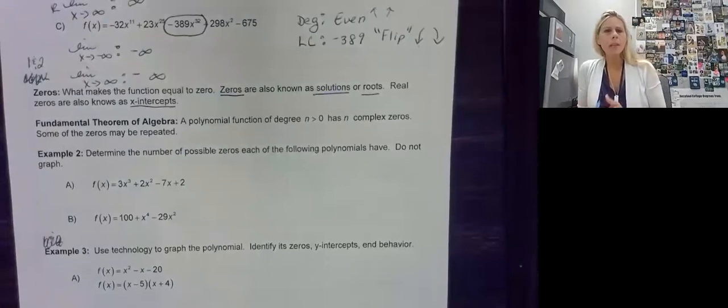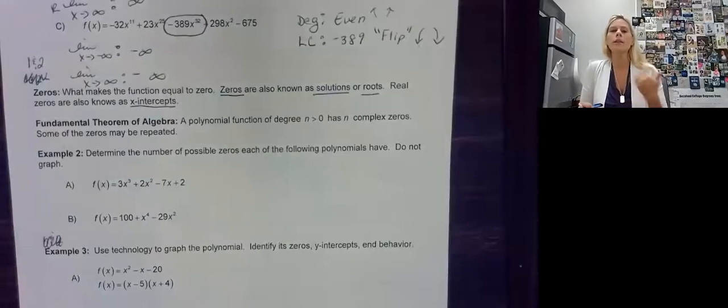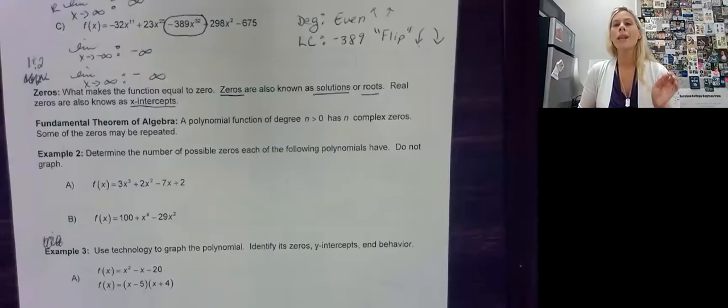The fundamental theorem of algebra says a polynomial function of degree n greater than 0 has n complex zeros, and some zeros may be repeated. Remember, end behavior shows us the ends of the graph. We don't know anything that's going on in between. The same thing applies when we're looking for zeros. We have an interpretation of them to a certain point. So what we're going to do right now in example 2a and b is talk about the largest number of possible zeros.